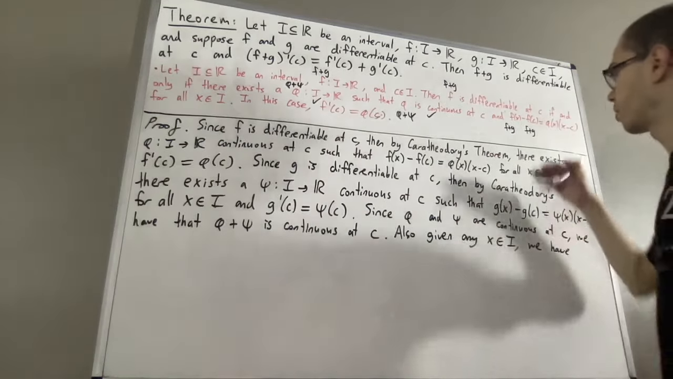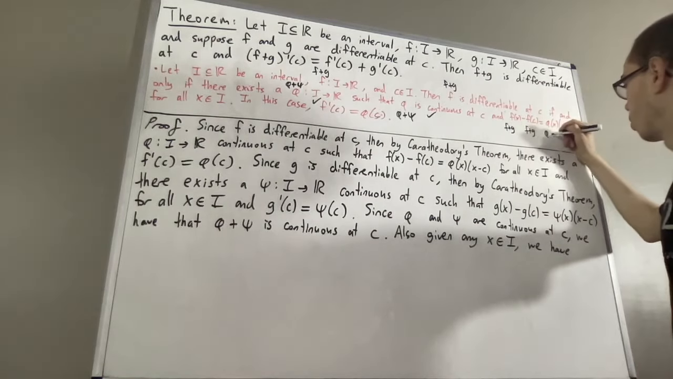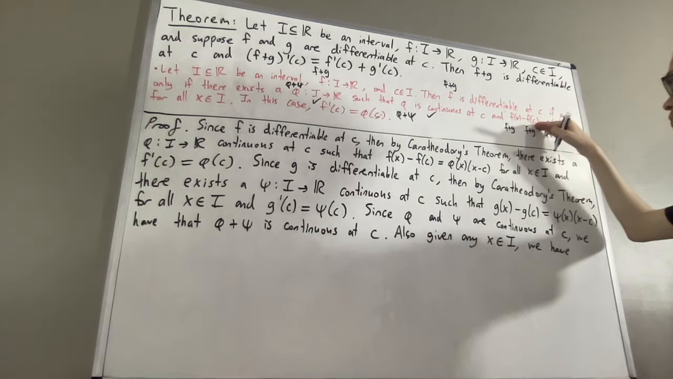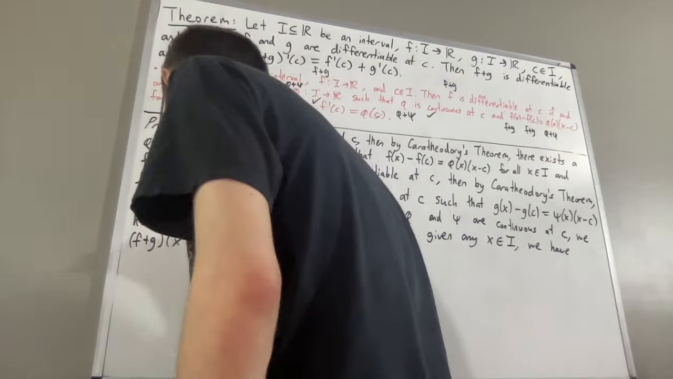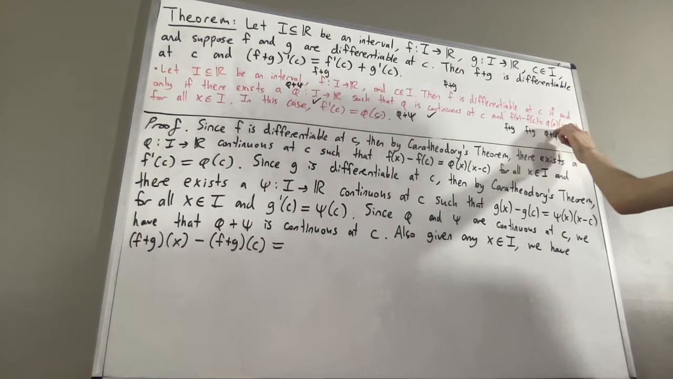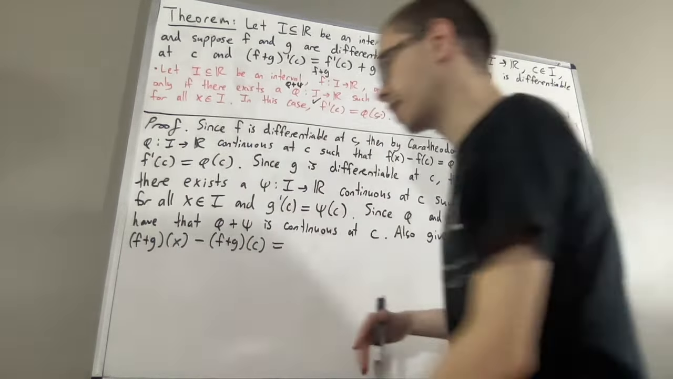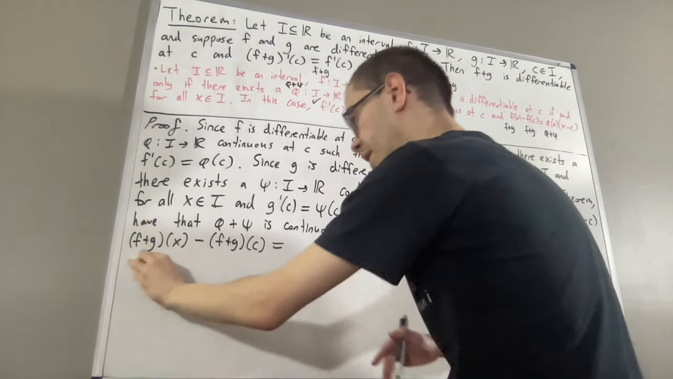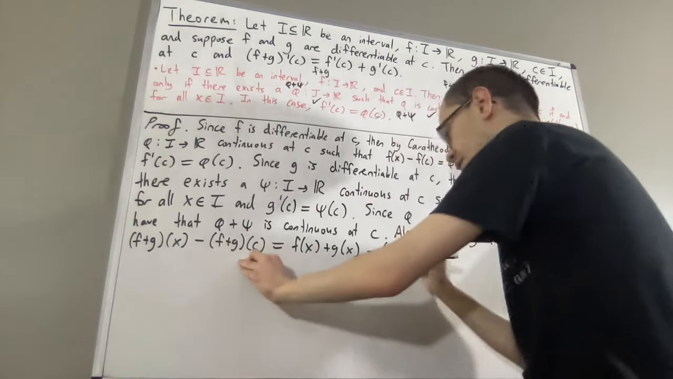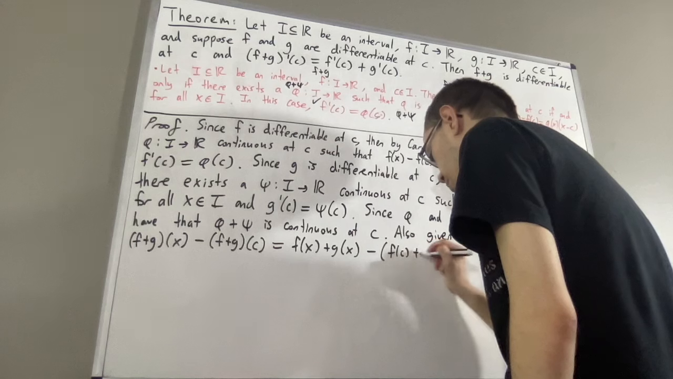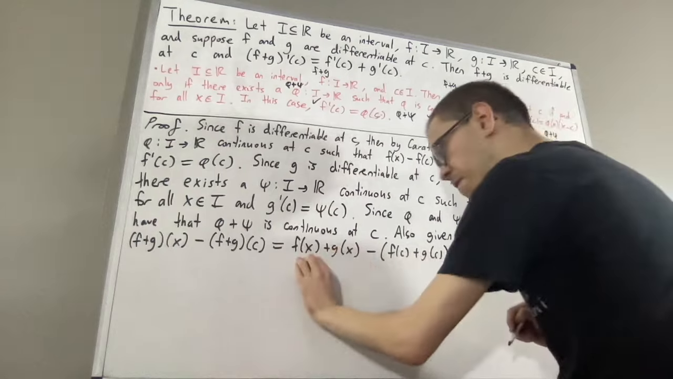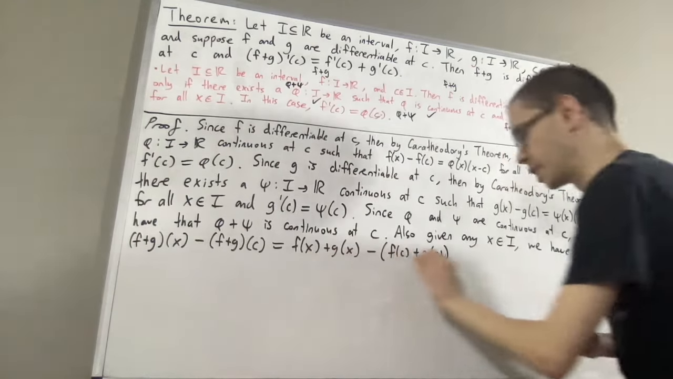And now let's write the left-hand side. So we have f plus g of x minus f plus g of c is equal to what? We should show that this is equal to phi plus psi of x times x minus c. And so to see that, well, we know that f plus g of x is just f of x plus g of x. And we're subtracting f plus g of c, which is just f of c plus g of c. And now regrouping this, we have f of x minus f of c plus g of x minus g of c.